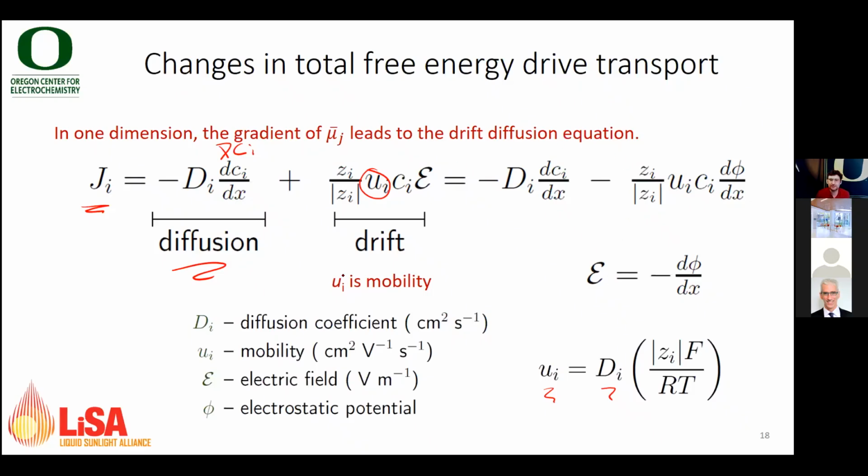Okay, any questions about that? Let me just jump in. You're absolutely right. And let me amplify that if I may. A particle does not know if it's drifting or diffusing. It has no way of telling, actually. All it knows is it's looking for a place with a lower electrochemical potential, exactly as you said.